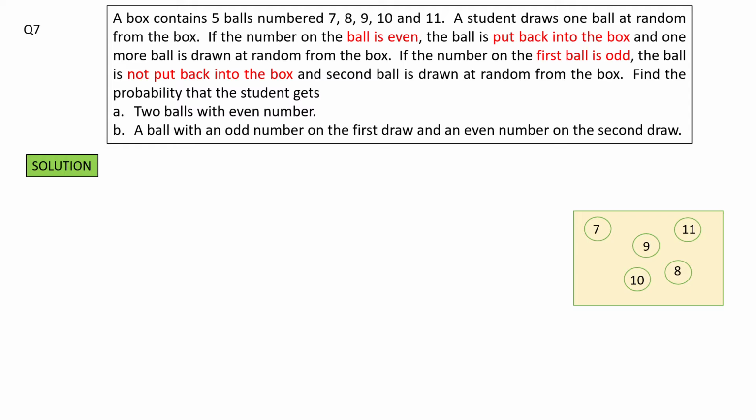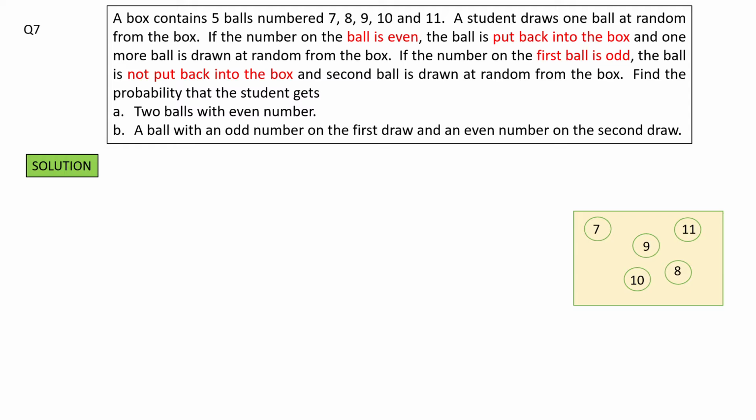Question 7. A box contains 5 balls numbered 7, 8, 9, 10 and 11. So this will be the sample space. Now let's continue. A student draws one ball at random from the box. If the number on the ball is even, the ball is put back into the box and one more ball is drawn from the box.